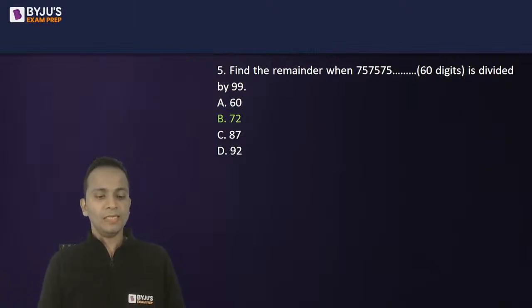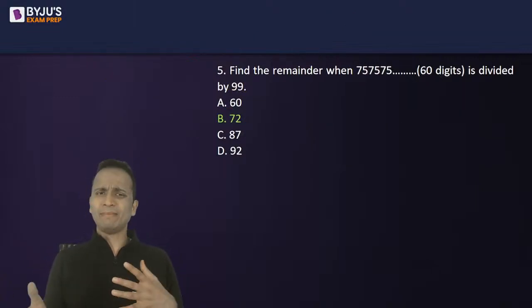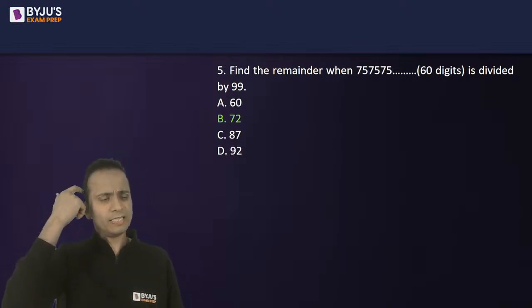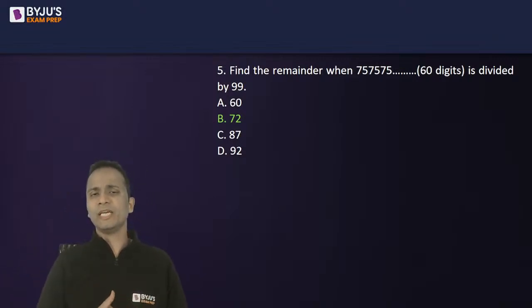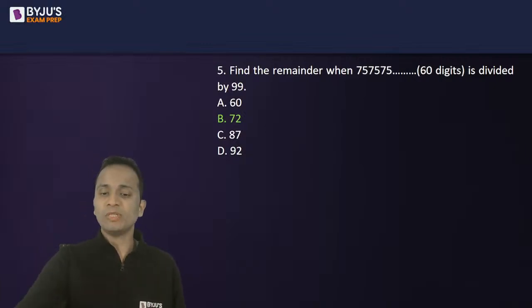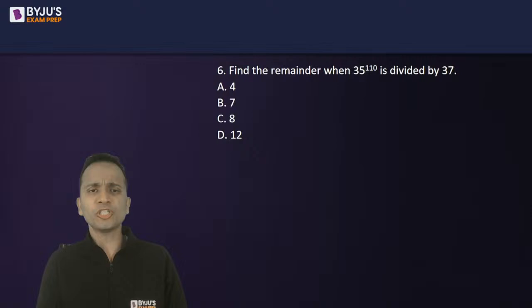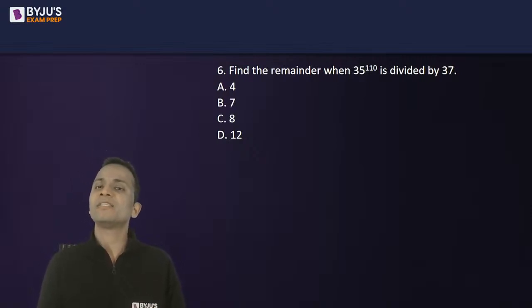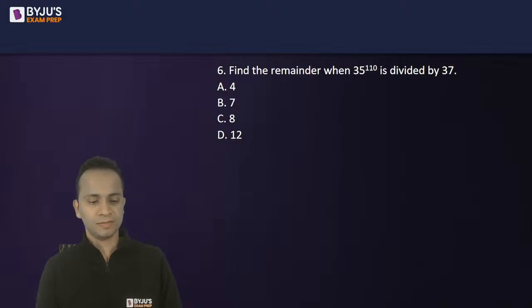Okay. Now the methods I'm using might be different from the methods that you are using. I'm saying this again, but have a look at the method that I am using and try to adapt to these methods. Next question: find the remainder when 35 raised to the power 110 is divided by 37.